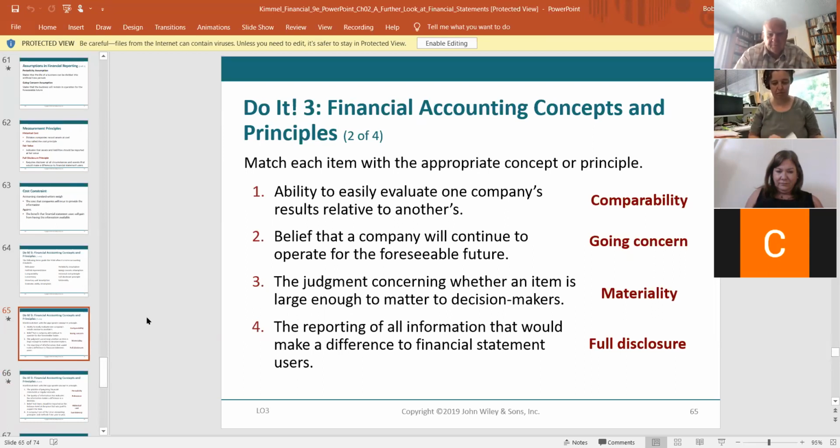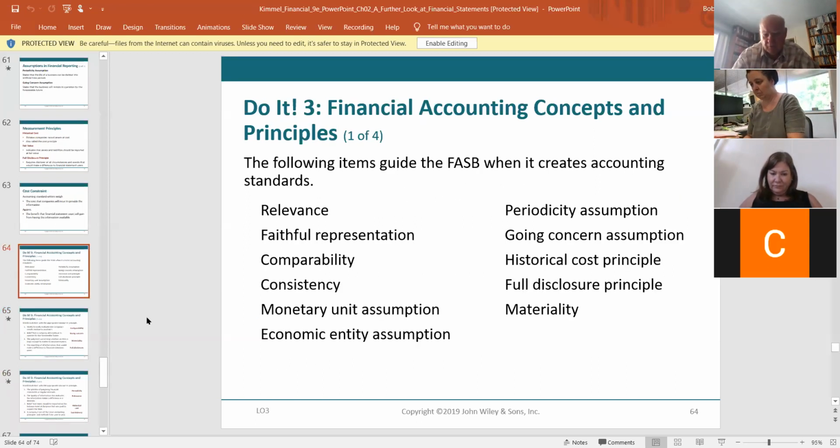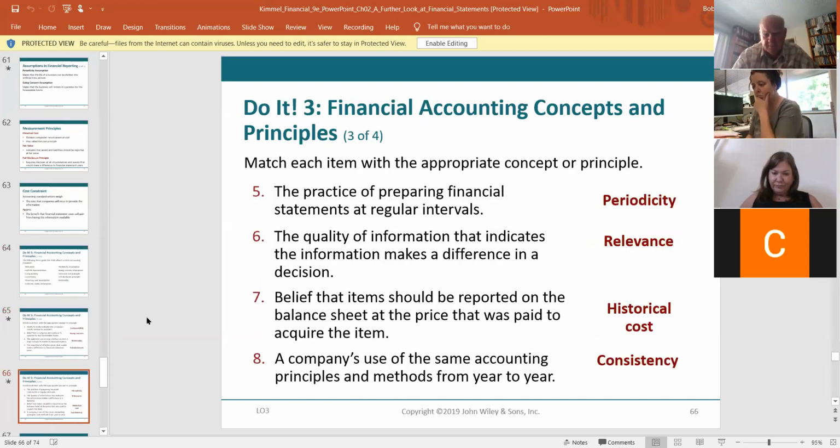Financial accounting concepts. Okay, so they're giving you some quick definitions here. So this should be quite useful.